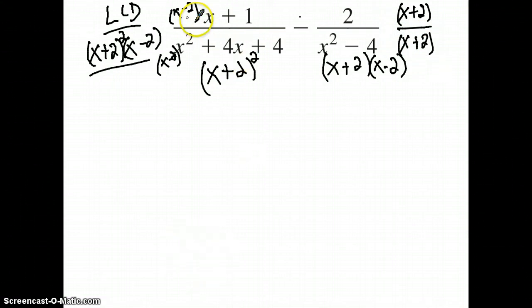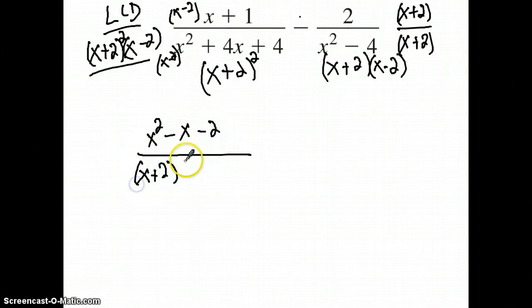So when we multiply up here, let's go ahead and FOIL. When we FOIL, we get an x squared, and then a minus 2x and a plus x, so that's minus x. And then a minus 2 times 1 is a negative 2, all over our quantity x plus 2 squared, x minus 2.